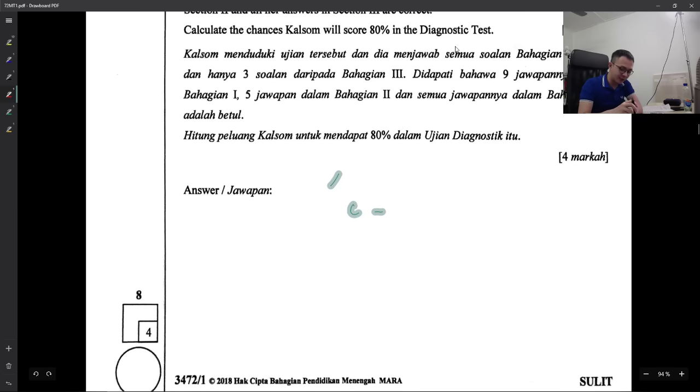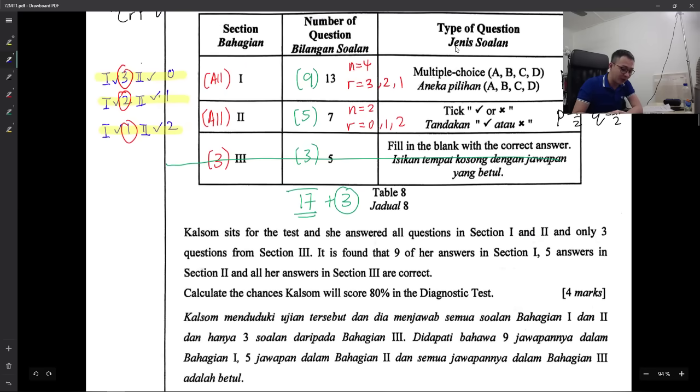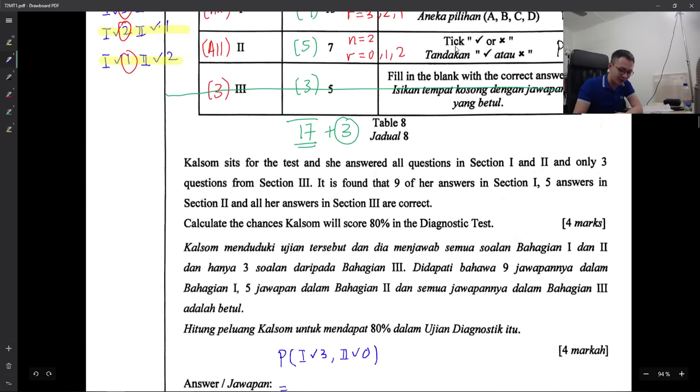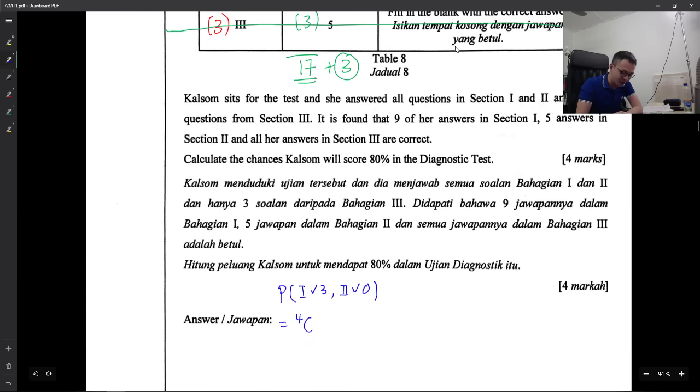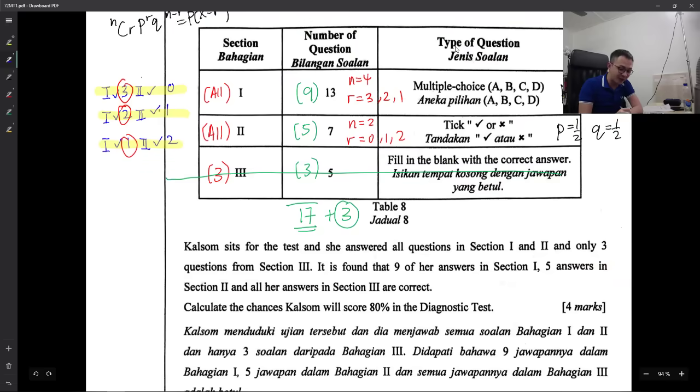So I will work out the first scenario. I will find the probability that in part 1, she will correct 3, and in part 2, she will correct 0. I will work out one of these first. For part 1, N is 4, and R in this case is 3. So I will do 4C3, and then P is 1 over 4, to the power of 3, and Q is 3 over 4, to the power of 1. Now I have solved the first part. Now I want to do the second one. I will multiply. In the second part, she got 0 correct. For the second part, N is 2, right?